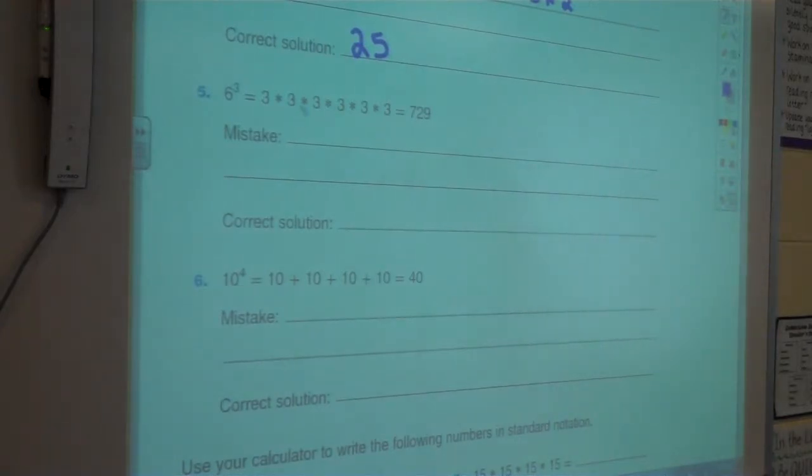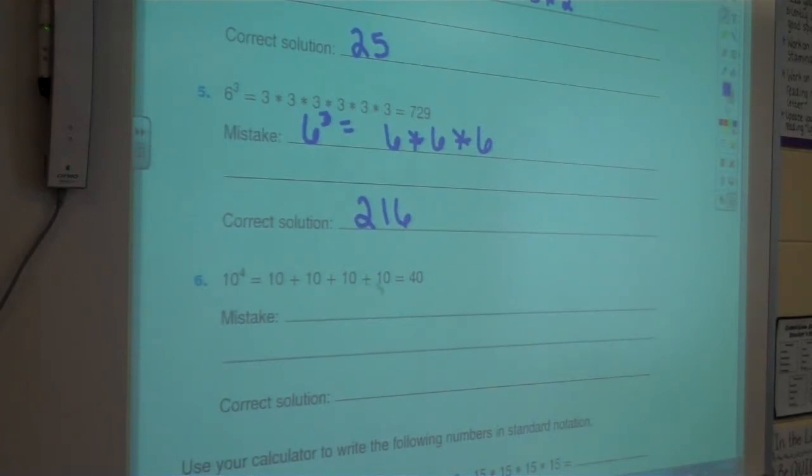How about the next one? What's the mistake in the next one? Connor? No. Well, that's what they have, but that's wrong. What does 6 to the third mean? 6 times 6 times 6, and that's equal to what? Zane? 216. If you would put 6 up key 3, you would get 216.